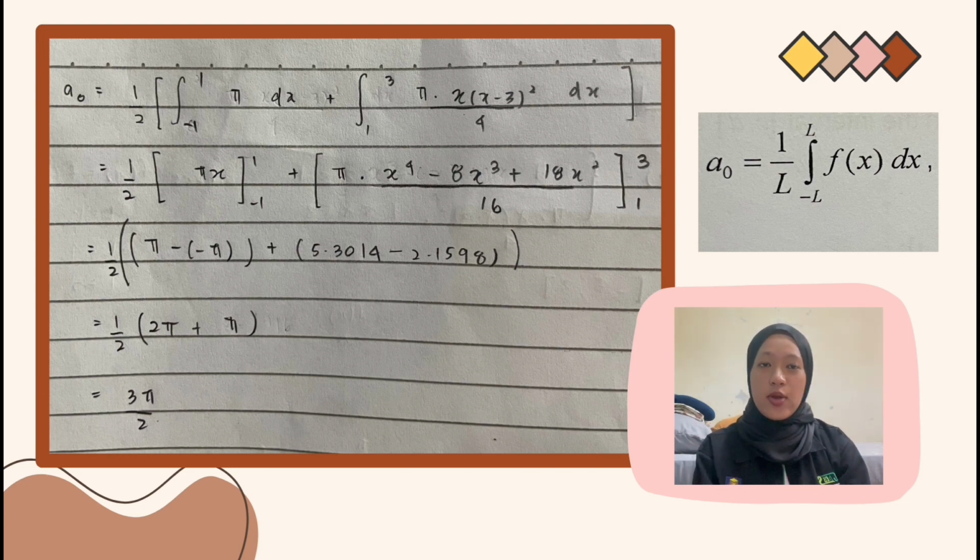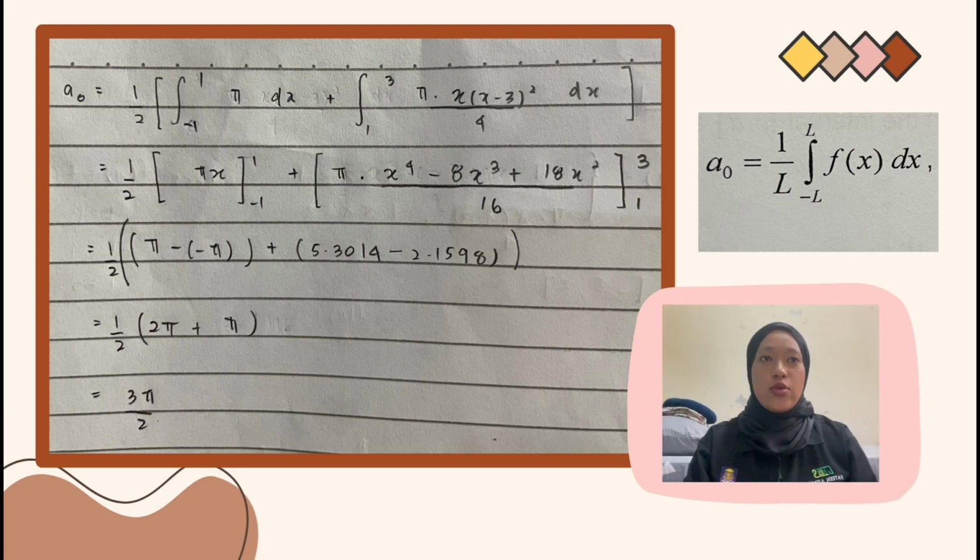I will explain how we get A0 and An. So let's begin. To find A0, we will use the formula 1 over L, with the limit -L to L, integrate f(x) dx. So in our question, our f(x) is pi, and pi x (x minus 3) squared over 4. So we will add these two functions f(x) with their limits, which is -1 to 1, and another function is 1 to 3.